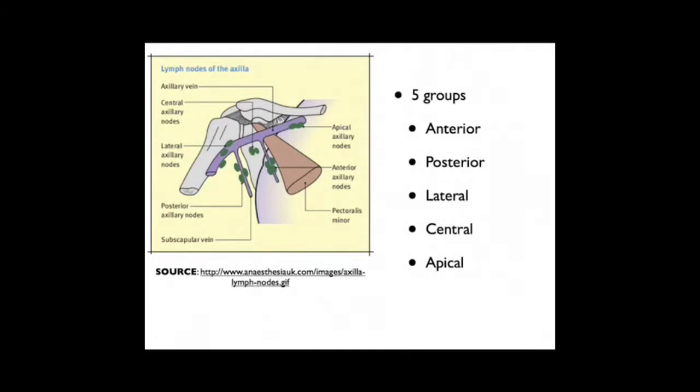Okay, and on clinical examination, you need to feel all the groups of the axillary lymph nodes. So these are the anterior, posterior, lateral, central, and apical nodes, which you can see shown on this picture. Yeah, very important.